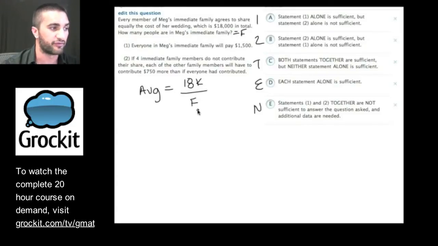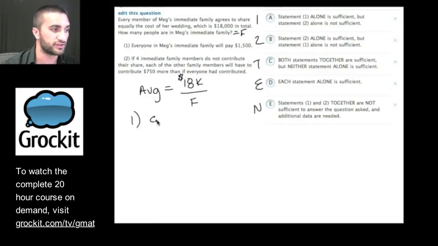And I said F for family. And the total is $18,000. They told us that. And average I don't know, and I don't know this. So I don't have enough information currently to tell you how many people are in Meg's immediate family. So let's take a look at statement number 1. Everyone in Meg's immediate family will pay $1,500.